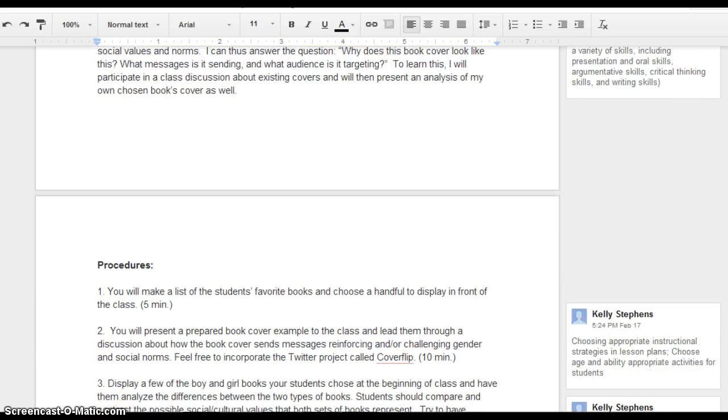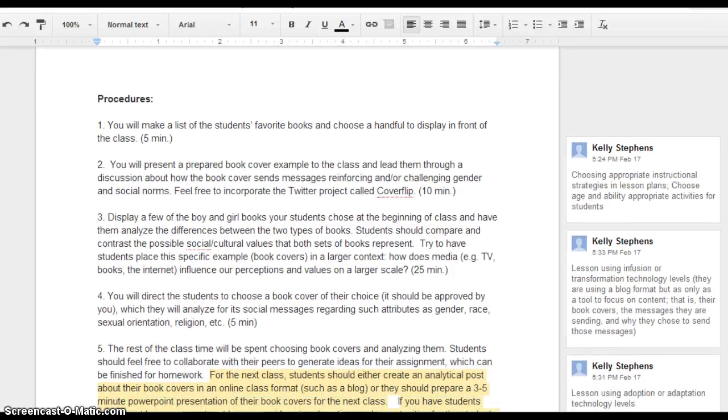So for procedures for the lesson, you can make a list of the students' favorite books at the very beginning, kind of put it aside once you have that. It should only take a few moments. Don't spend too much time on that. Step 2 is when you will use a prepared book cover example for the class.